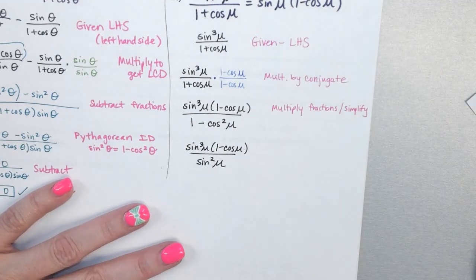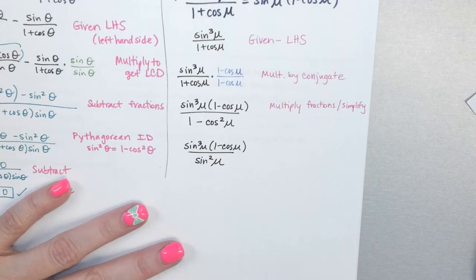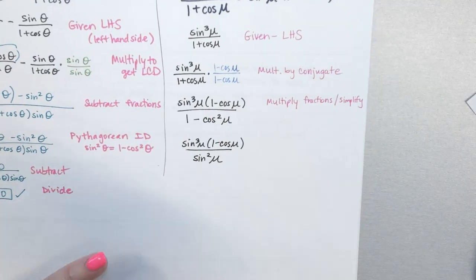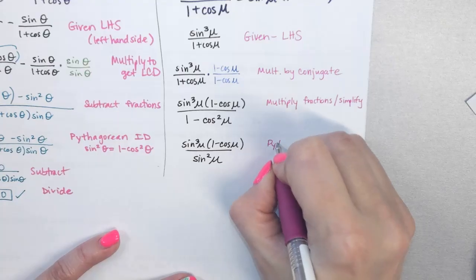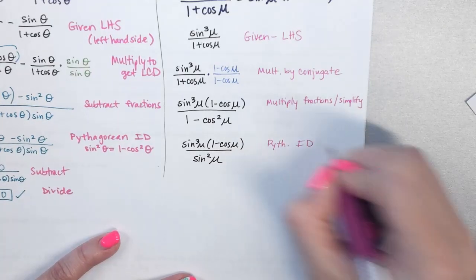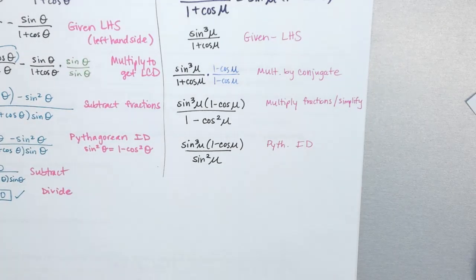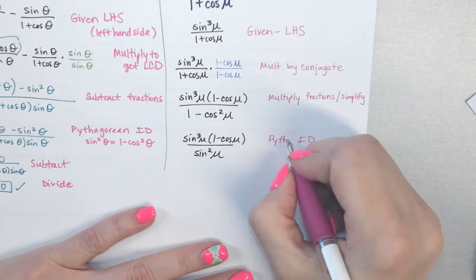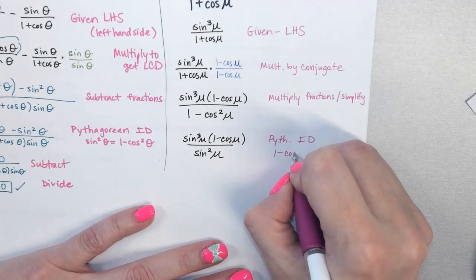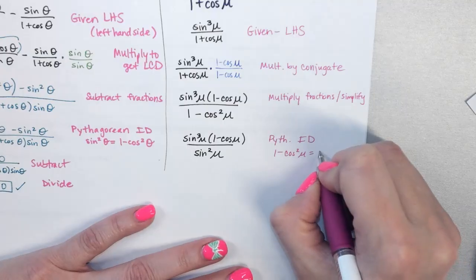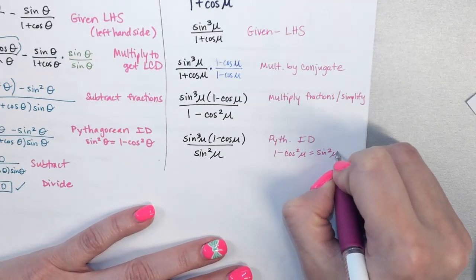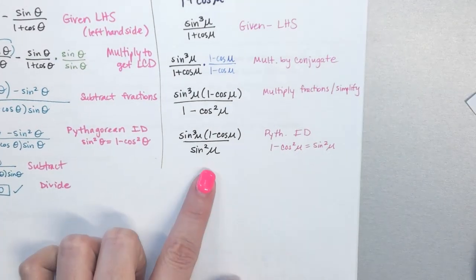And I know that sometimes our brains work faster than our pencil. So sometimes we just have to slow it down so we can remember how we're getting to the final. And that is our Pythagorean identity. So 1 minus the cosine squared is going to equal the sine squared. That's why we're allowed to substitute.